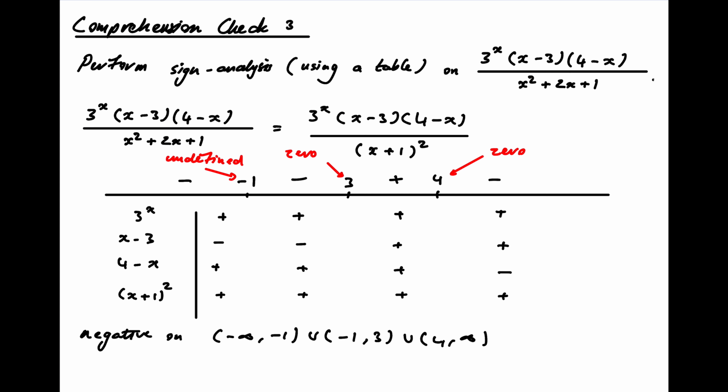And then, of course, you are positive on, this is much simpler, just 3 to 4. And you're 0 at 3 and 4, and you are undefined at minus 1. Good example.